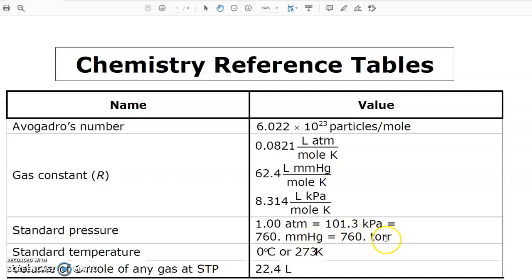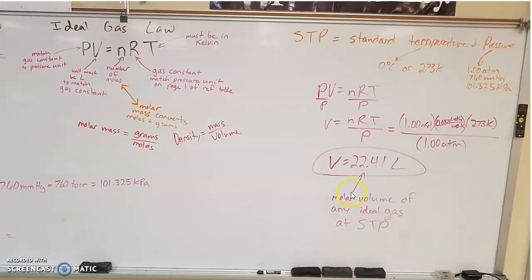Millimeters of mercury is named torr in honor of Torricelli for his work identifying atmospheric pressure and how it's related to weather, which is a neat story. I would recommend you look it up. Anyways, and then there's the liters kPa over mole Kelvin version of the gas constant as well. And the way you pick which gas constant to use is you just choose the one that matches the unit of pressure. So the gas constant must match the unit of pressure, and it's on page 1 of the reference table.